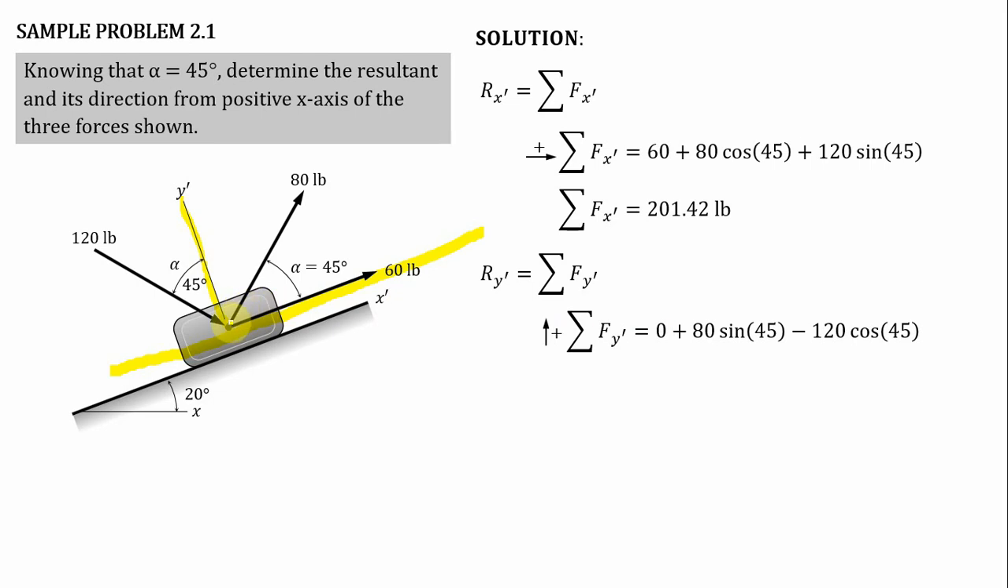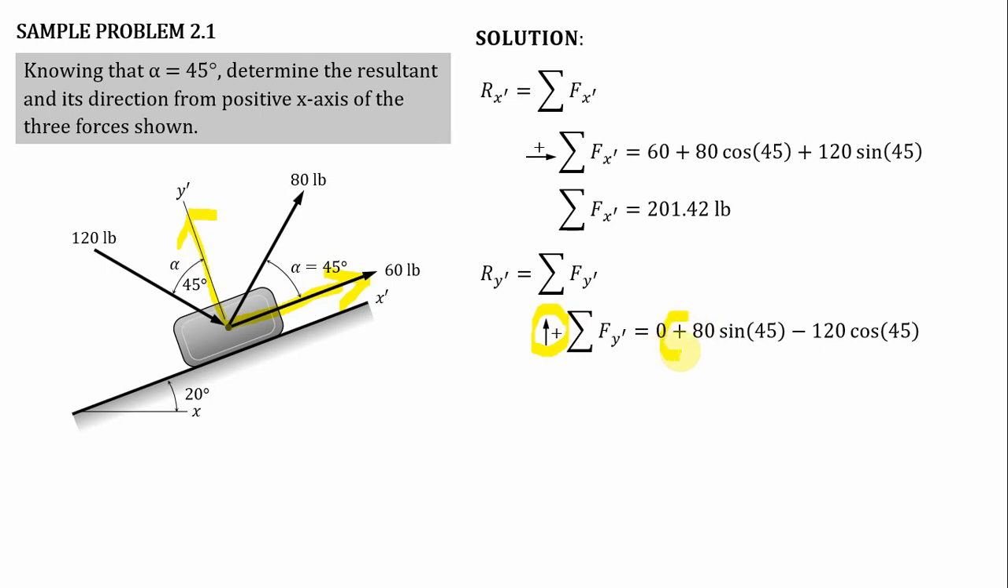Kasi purely horizontal, purely parallel lang siya with respect to x prime. So, therefore, the vertical component with respect to y prime ng 60 pounds is 0. Gets niya? And then, yung 80 pounds natin. Ito yung 80 pounds natin. Yung component ng 80 pounds, ito yung component with respect to x prime, and ito naman yung component niya with respect to y prime. And then, yung component na ito is going upward. And then, we know that upward is positive.